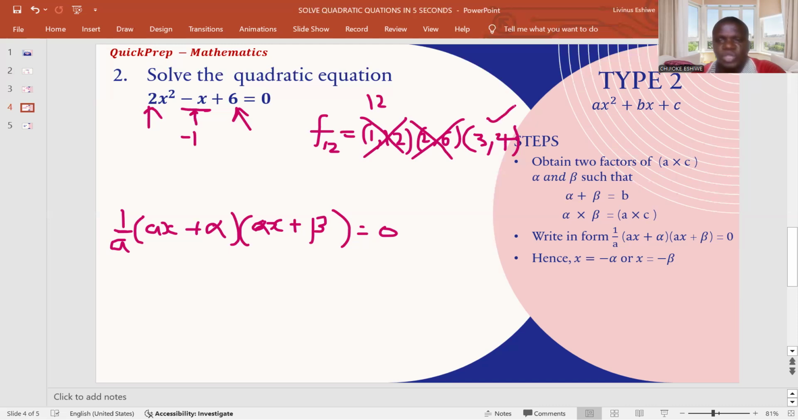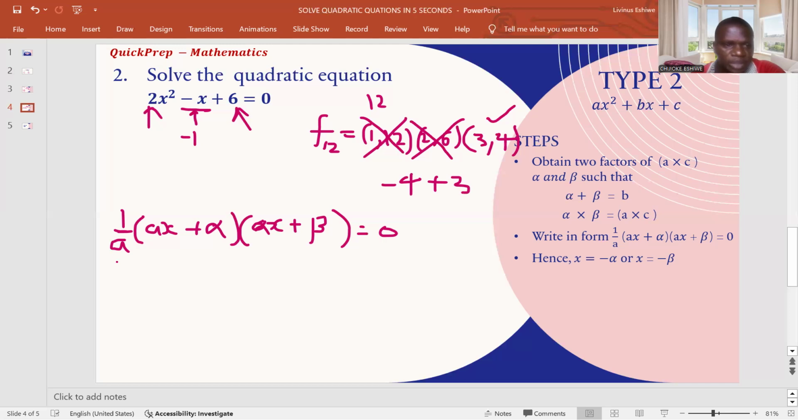But let's try to confirm the sign. Remember I said the middle sign here, that is the sign of the x variable, is always the sign of the larger factor. So in this case, 4, we take the minus. Then how do we get this minus 1 from 4? It is by adding 3. That is how and why we have minus 4 plus 3.